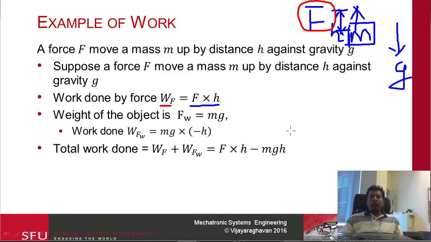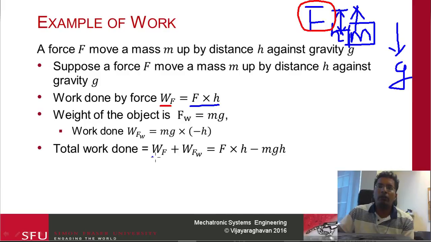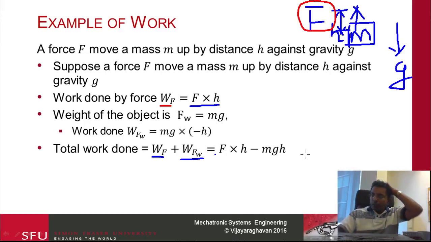So what is the total work done? It's going to be the work done by this force, added to the work done by the weight. So it basically gives us F times H minus mgh. At this point, we can think of it in two ways.